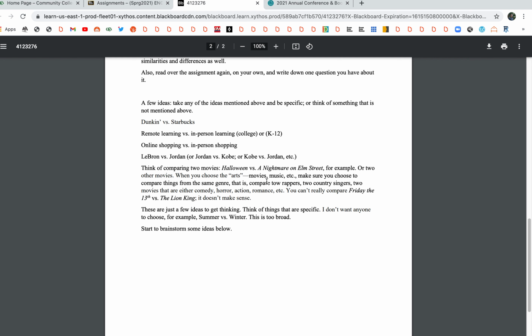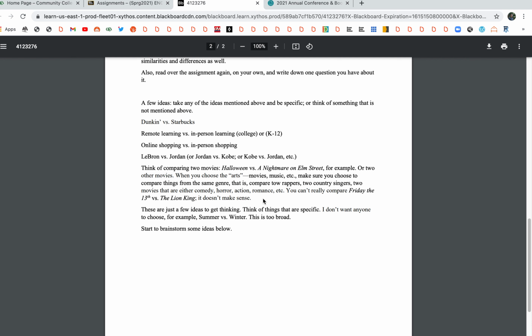That should be 2 rappers. That's a typo on me. 2 rappers, 2 country singers, rock and roll bands, folk singers. Singers, whatever. Madonna versus Lady Gaga would work. Again, you can't really compare Friday the 13th versus The Lion King. It doesn't make sense. These are just a few ideas to get thinking.